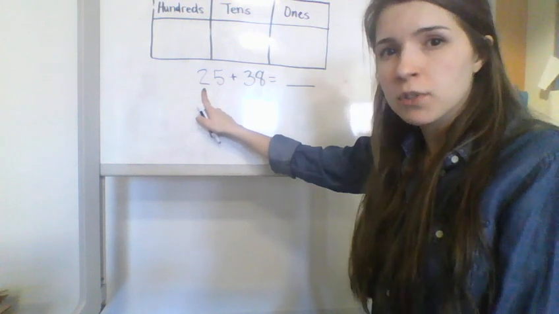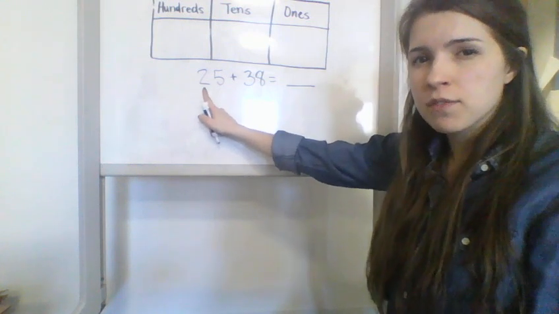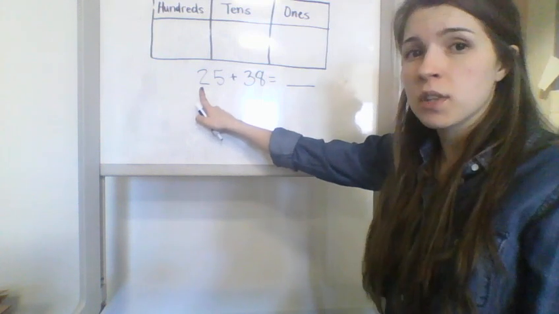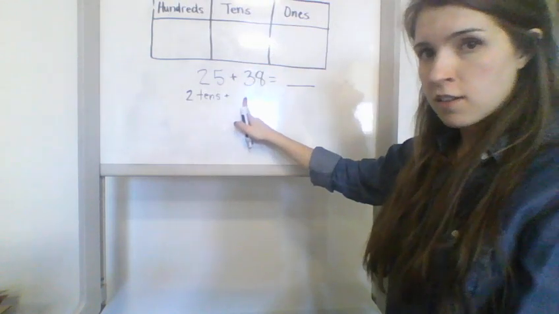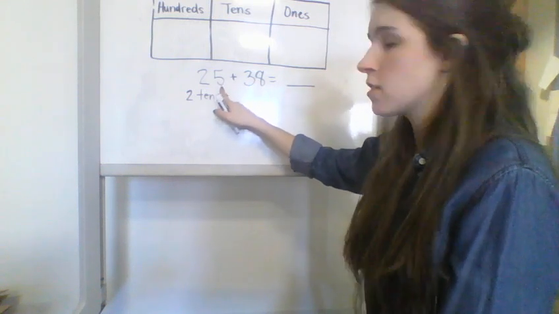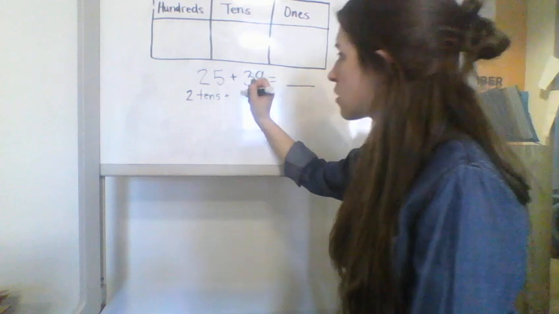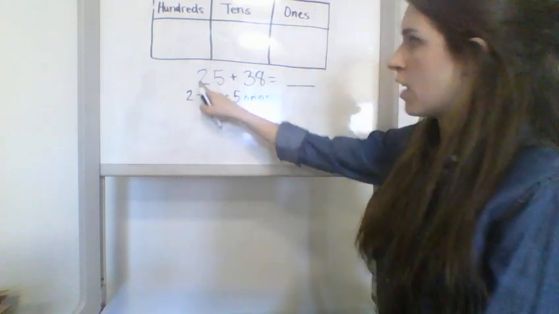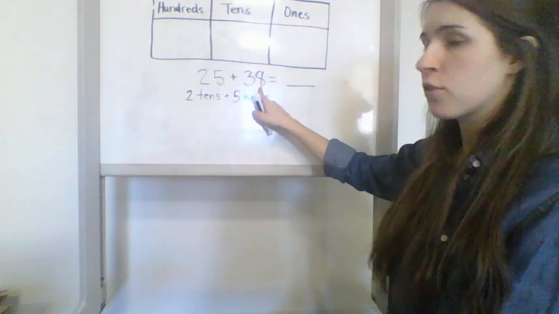So looking at the number 25, how many groups of 10 do you have? You have 2 groups of 10. There's a 2 in the tens place value. So you're going to write 2 10s plus, and then how many 1s? 5. There's a 5 in the ones place value. So 2 10s plus 5 1s. So that's for 25.